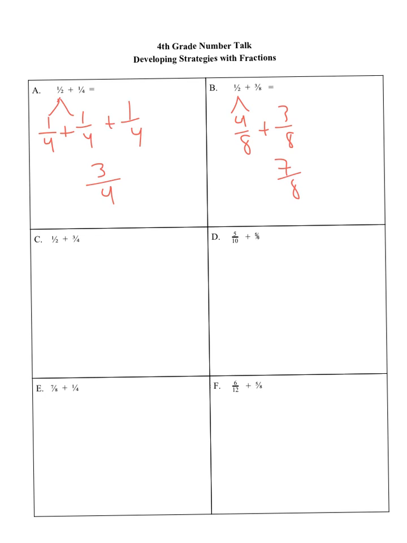When you look at 1/2 and 3/4, well, we know 1/2 again could be 1/4 plus 1/4, plus 3/4. We know 1/4 plus 3/4 is 1 whole, so our answer would be 1 and 1/4.